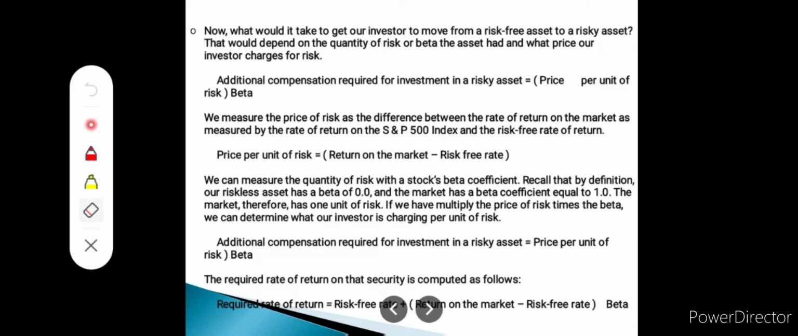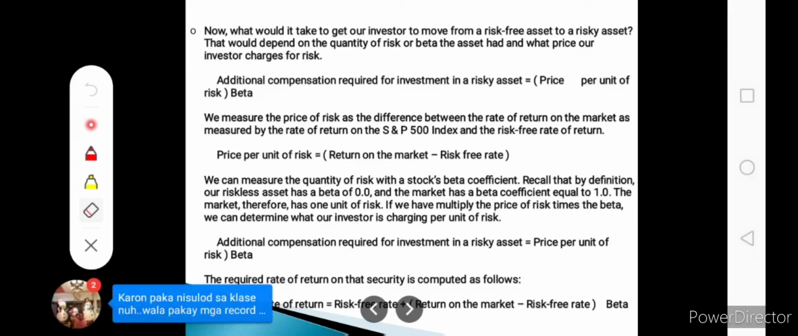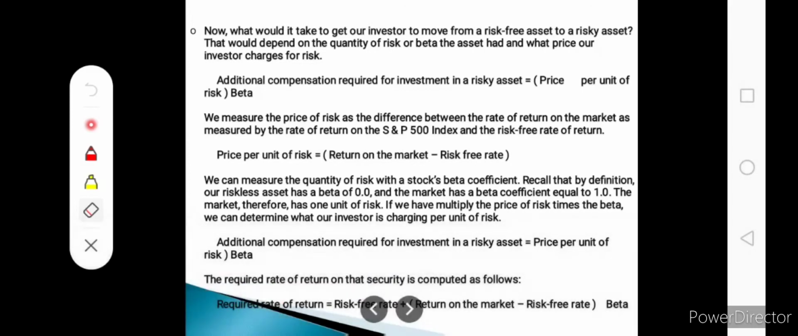Now, what would it take to get our investor to move from a risk-free asset to a risky asset? That would depend on the quantity of risk, or beta, the asset had and what price our investor charges for risk. The illustration looks like this.